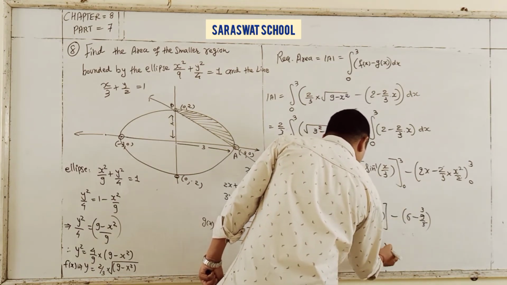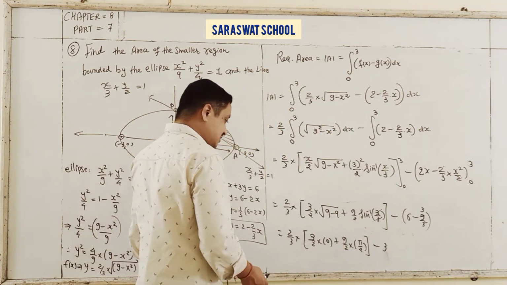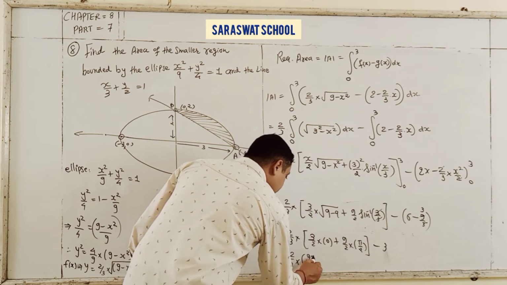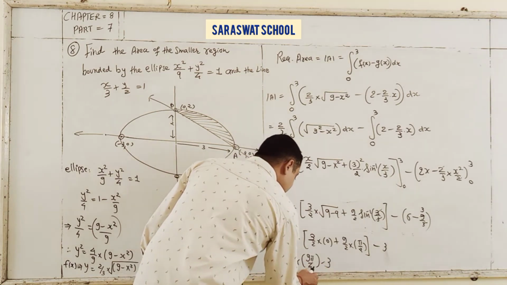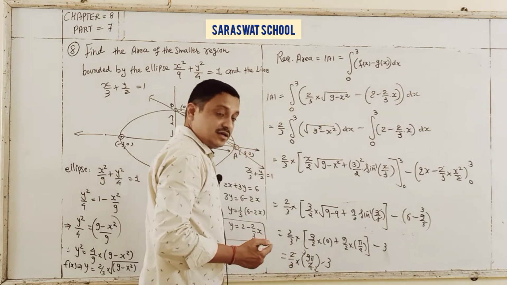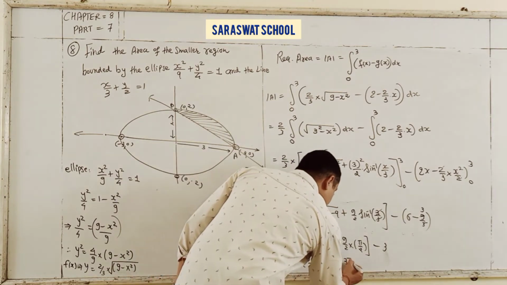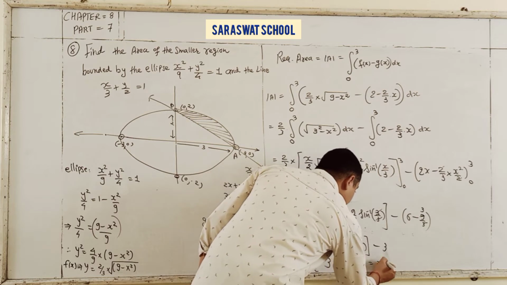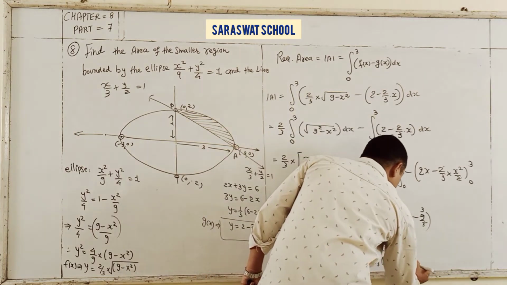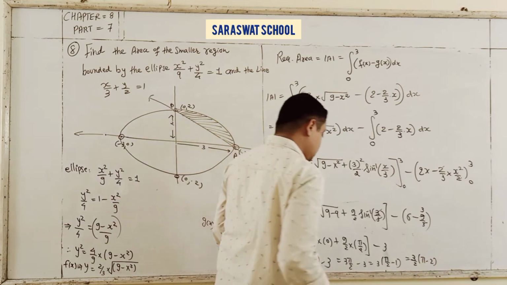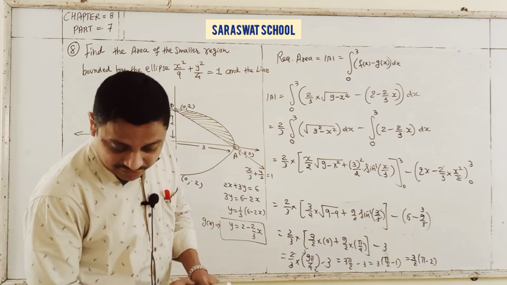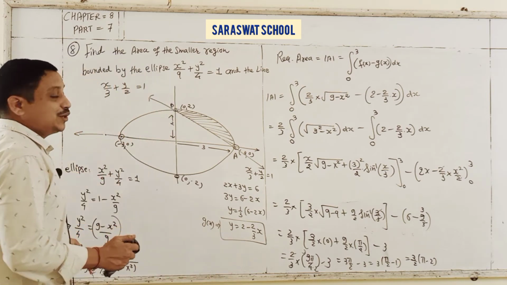Now your final answer coming, that 2 by 3, there is 0, 9 pi by 4 minus 3, this cancels, 2s are 3s are, it means 3 pi by 2 minus 3, 3 common take pi by 2 minus 1, it means 3 by 2 pi minus 2, taking LCM, and that's the final answer. I just check my answer, 3 by 2 pi minus 2, absolutely true.